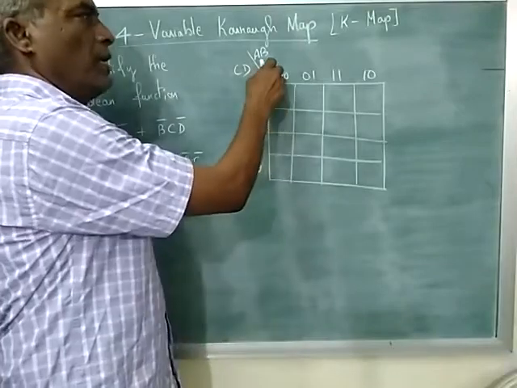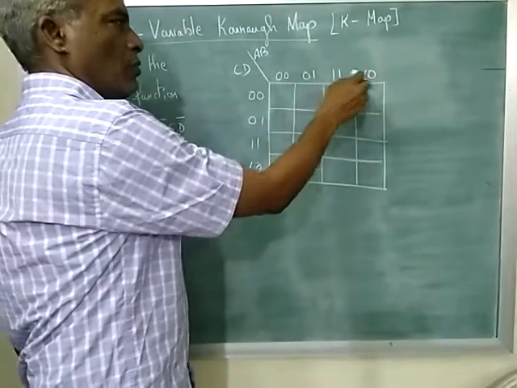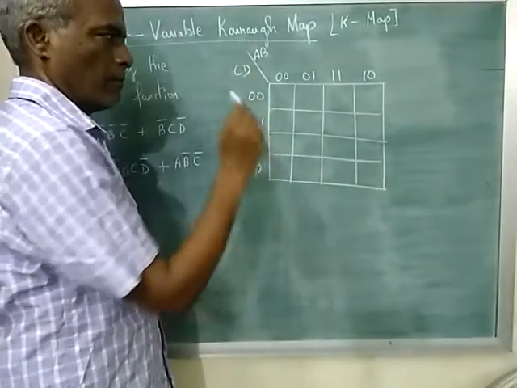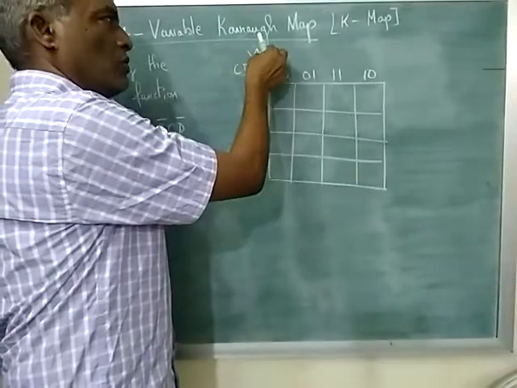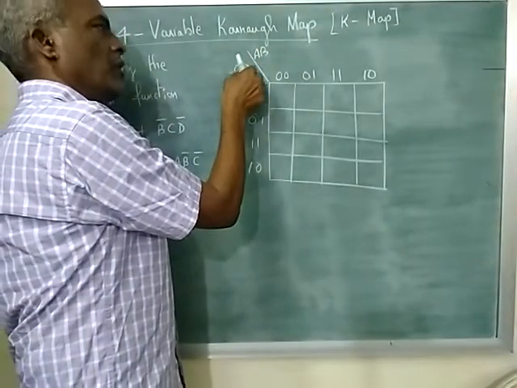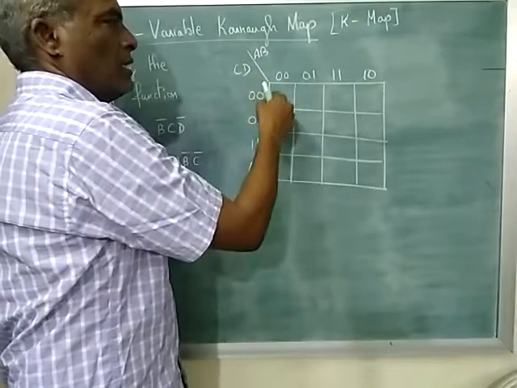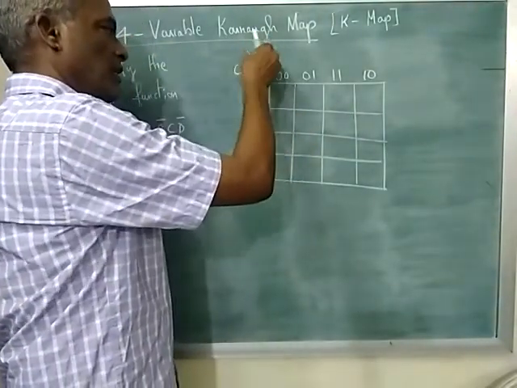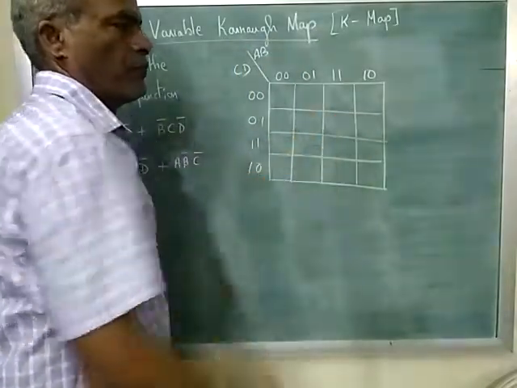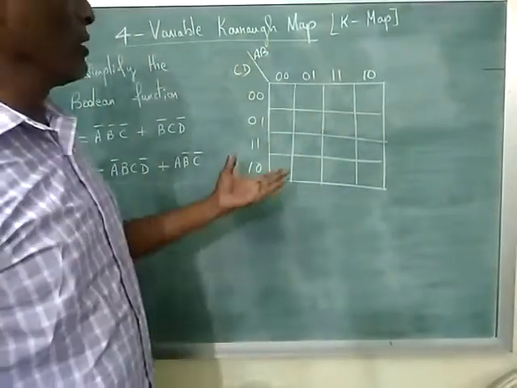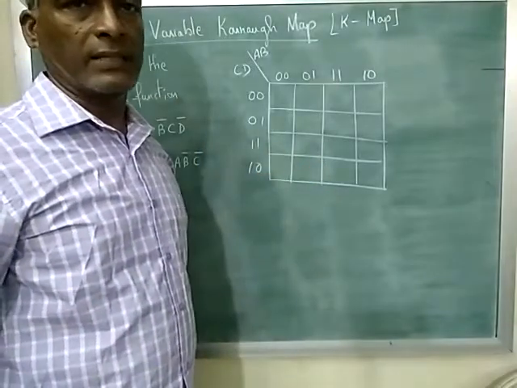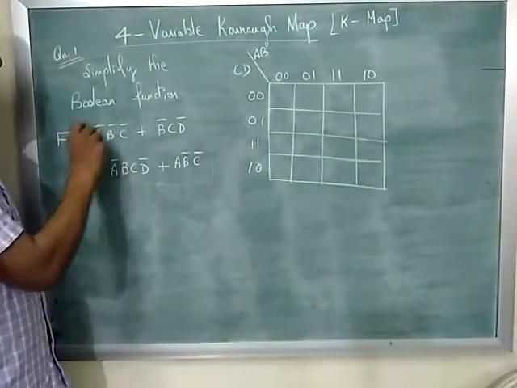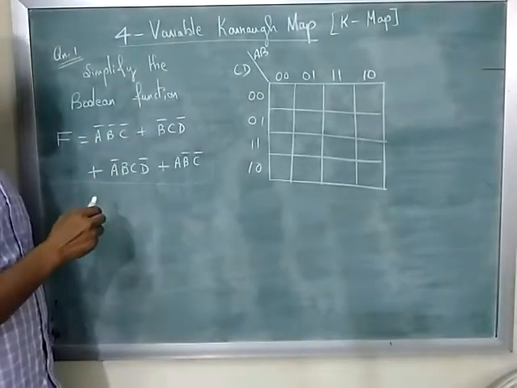So 4 variables A, B, C, D. A, B: 0 0, 0 1, 1 0, 1 1, and C, D: 0 0, 0 1, 1 0, 1 1. You can interchange the position also. Here you can put A, B and here you can put C, D, then the count will go like this. Whereas if you put it the other way, the count will go this way. But whatever method, you should get the same answer. That's the idea. So the function given here, we have to simplify using this 4 variable K-map.